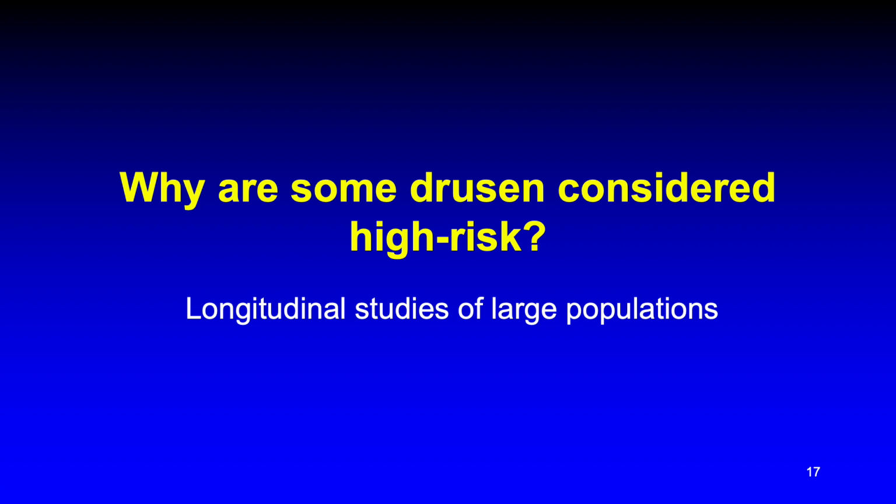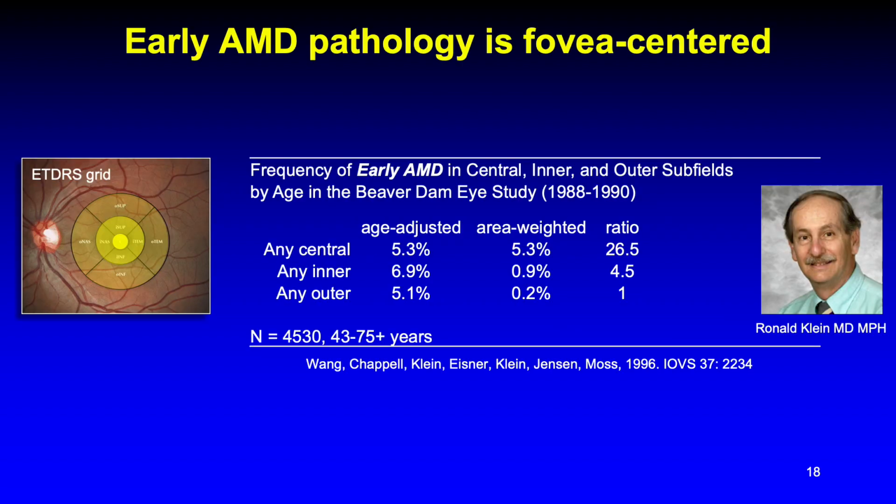Why are some drusen considered high risk? We learned this through longitudinal studies of large populations. The Beaver Dam Eye study, led by the inestimable Ron Klein, reported the frequency of early AMD lesions in over 4,500 people. They used color fundus photography and the ETDRS grid, which you will remember from the first tutorial.